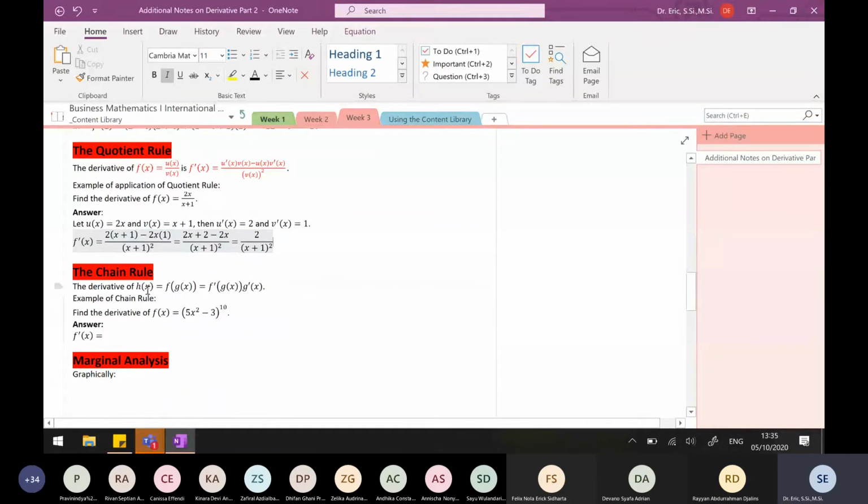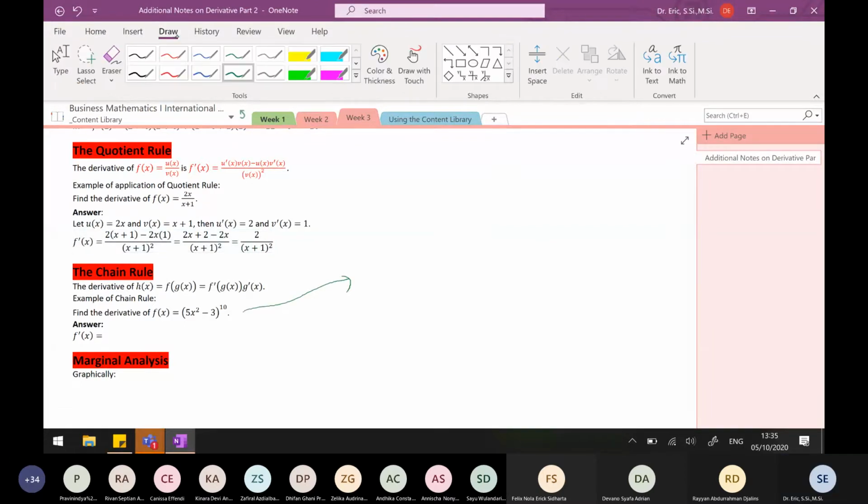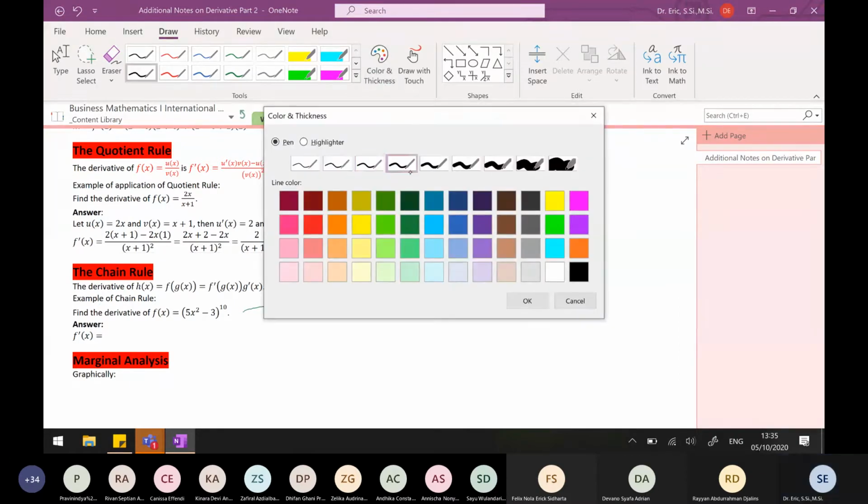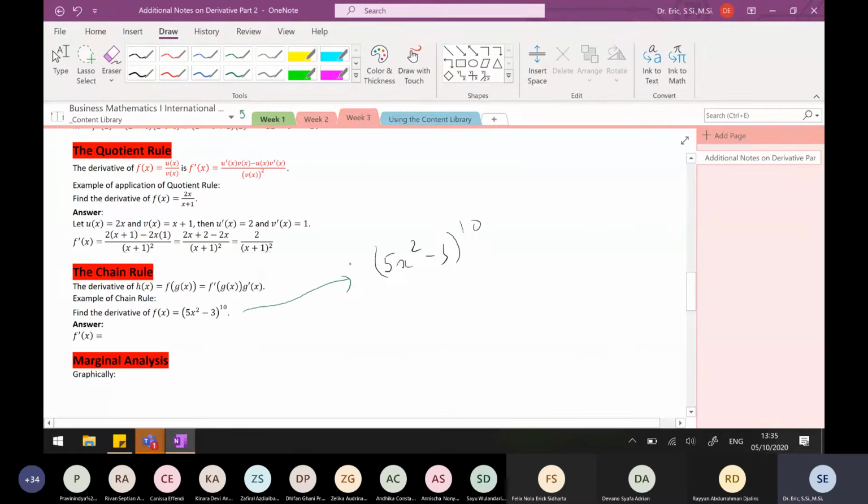Now, this one: the derivative of the composition of functions. I can look at this as 5x squared minus 3, all to the power of 10. What is the derivative of this? I want to find y equal this; I want to find what is y prime.